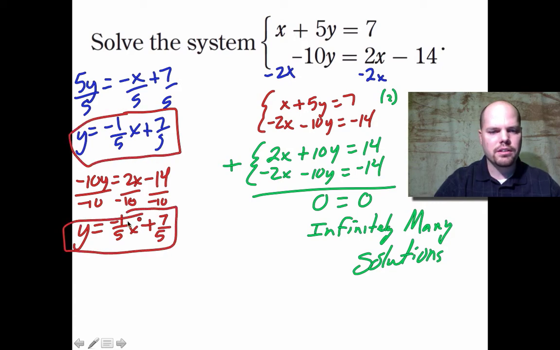Okay, which shows that these are the same exact line. They're the same line. So they're coincident lines is what we call this. They're the same line, which means there's infinitely many solutions. So any ordered pair that is on this line is a solution.